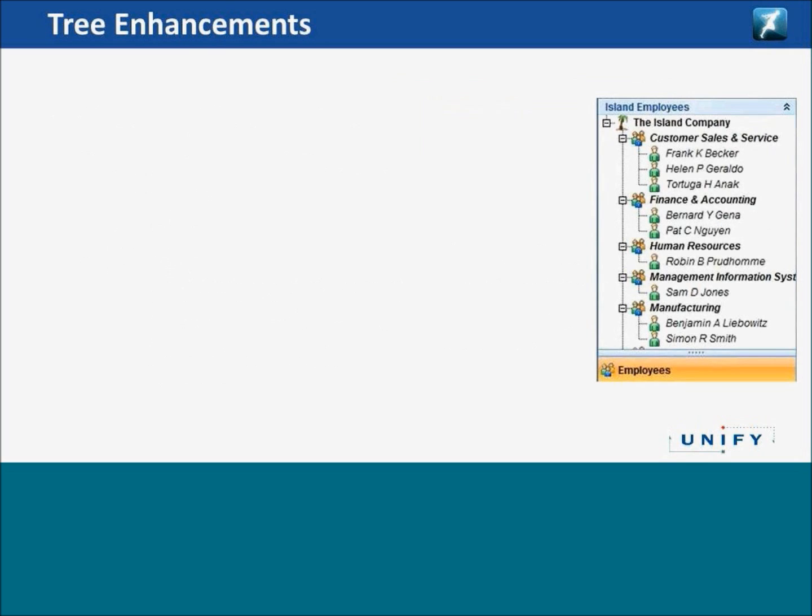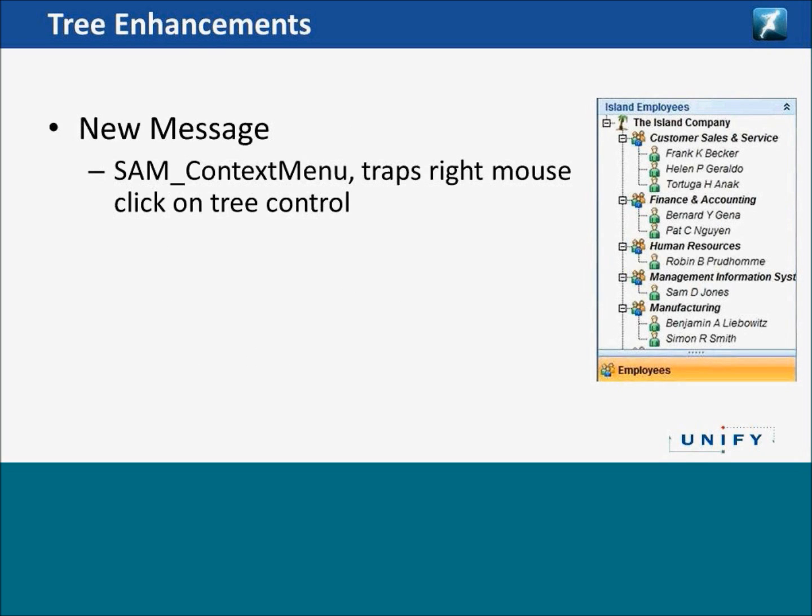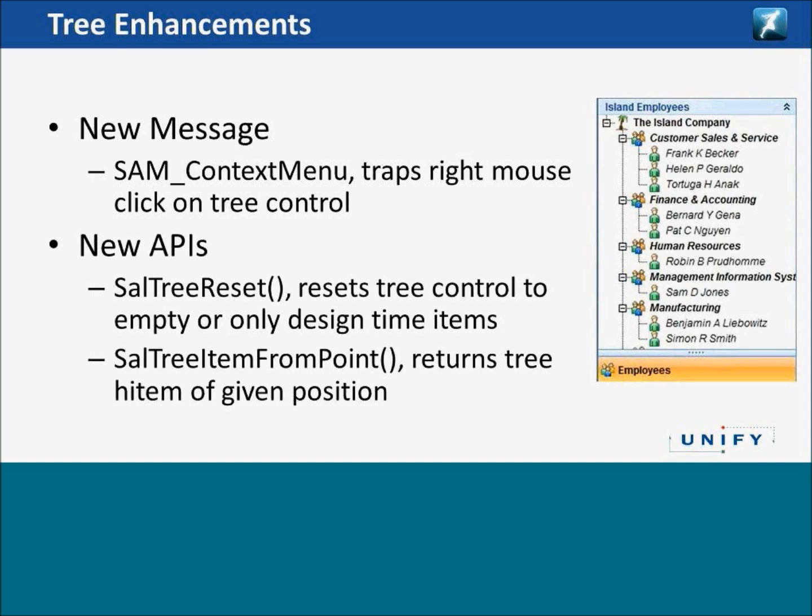Tree enhancements. There is a new message, SAM context menu, which traps the right mouse click on the tree control, so you can now react on the right mouse click on the tree control. And there are new APIs for the tree control.